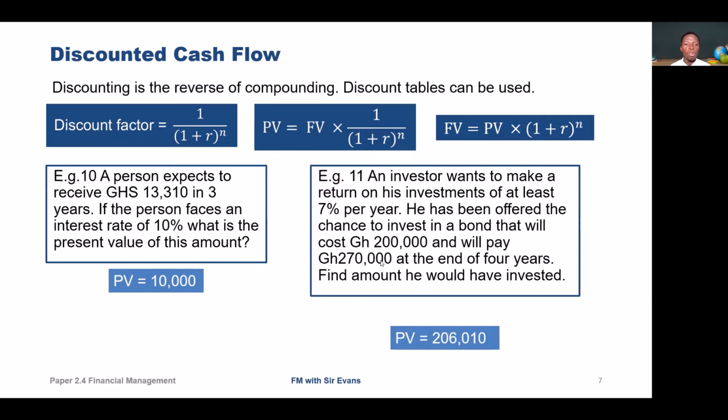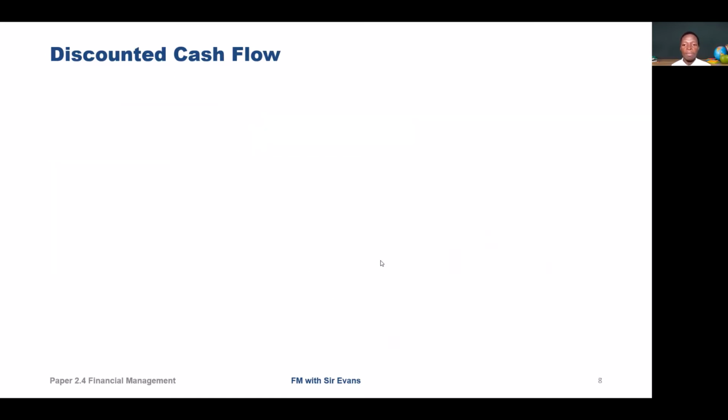but he ended up paying only 200,000. Then it means the investor would be willing to invest 206,010 to earn 270,000 after the 4 years. However, he's now investing 200,000, which indicates that the bond is providing him a premium, a return in excess of that 7% per year.